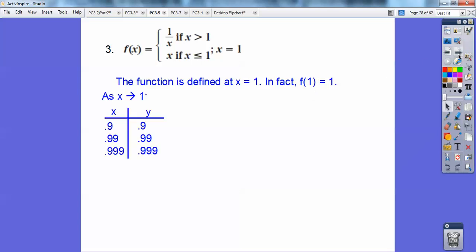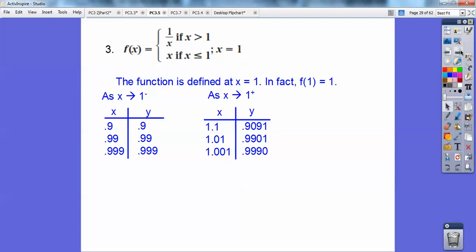Okay, so let's approach 1 from the left. Okay, 1 from the left, this is going to be this function right here. I'm only going to use this function right here. This would be from the right of 1 because it's greater than. So when x is, whatever y is, x is. So when x is 0.9, y is 0.9. When x is 0.99, y is 0.99, and so on. Whatever x is, f of x or y is. Okay, so as x approaches 1 from the left, y is approaching 1.